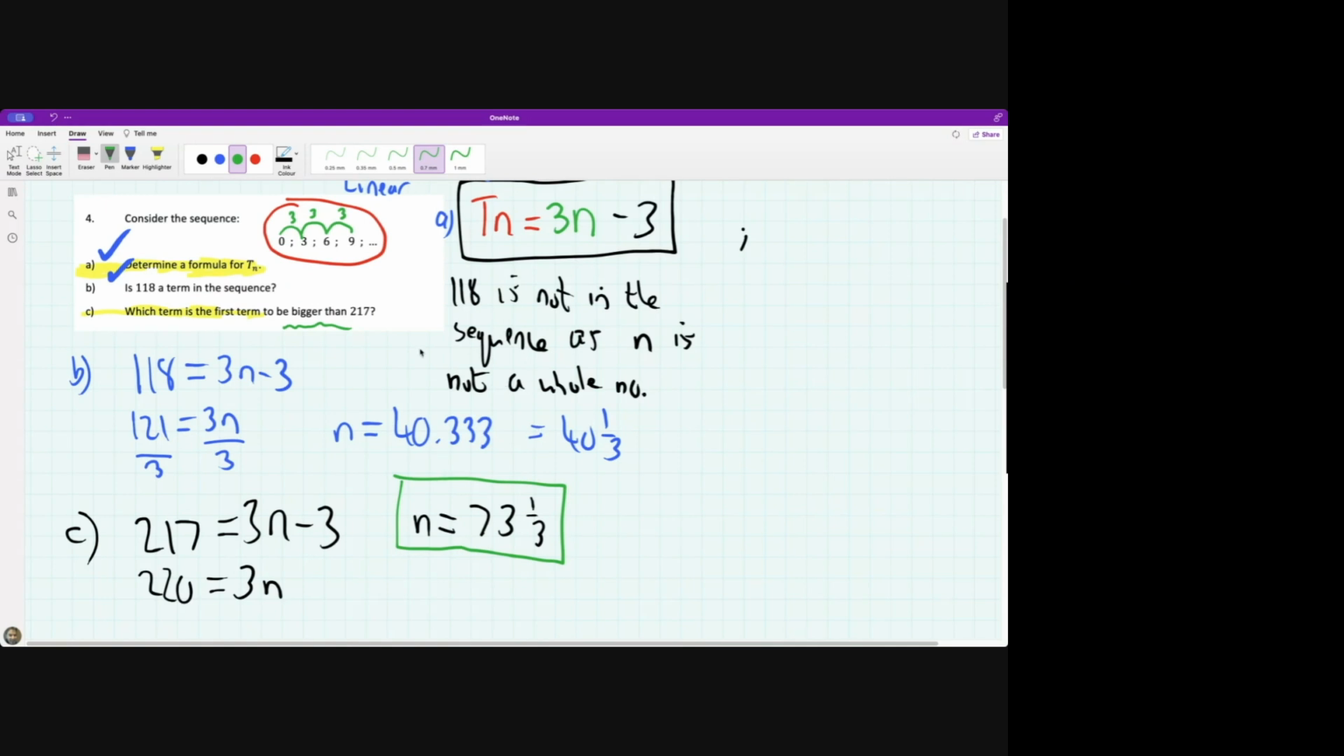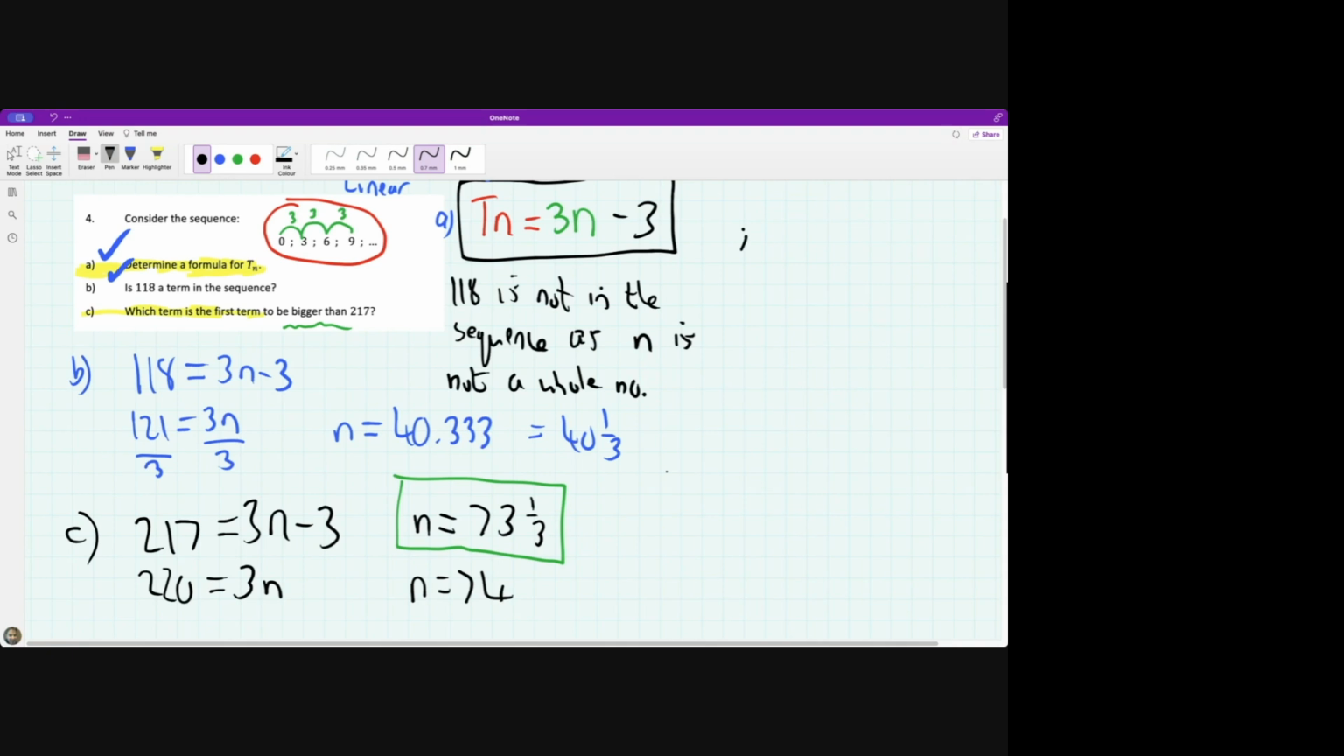What's going to be the next term in the list, or the next position in the list after 73 and a third? It's going to have to be 74. So it says, which term is the first term to be bigger than 217? It's the 74th term.